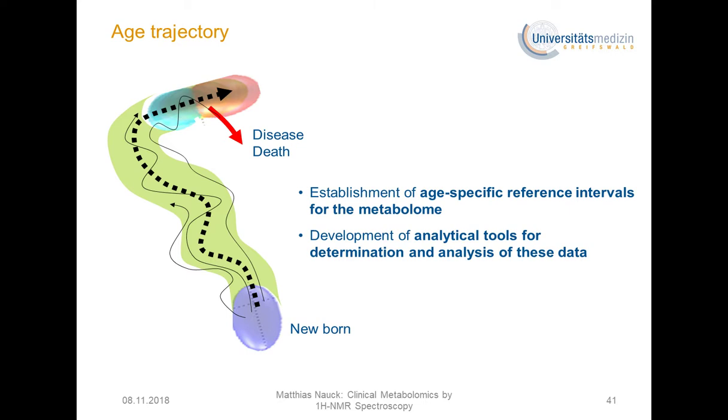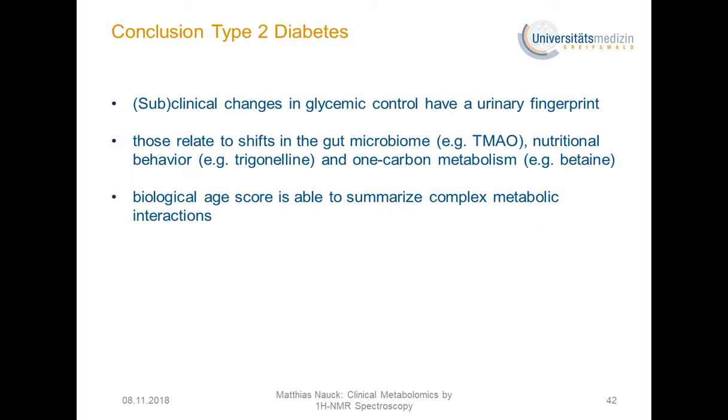Currently, we are establishing age-specific reference intervals for the metabolome, and the aim is to develop analytical tools for determination and analysis of these data. And of course, we want to detect people where illnesses are on the way to develop. And of course, we want to look at the metabolome to identify these persons quite early so that they are beneficial in view of additional medical therapeutic approaches.